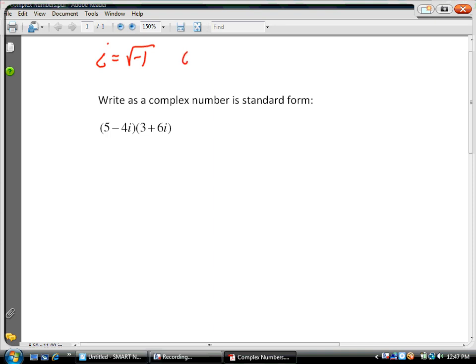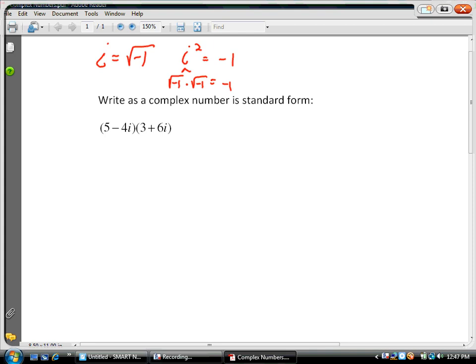So the other thing we need to remember is i squared is equal to -1. After all, i squared is the square root of -1 times the square root of -1, which becomes -1. Okay, so these are two things that we need to be aware of constantly. They're going to come up a lot.